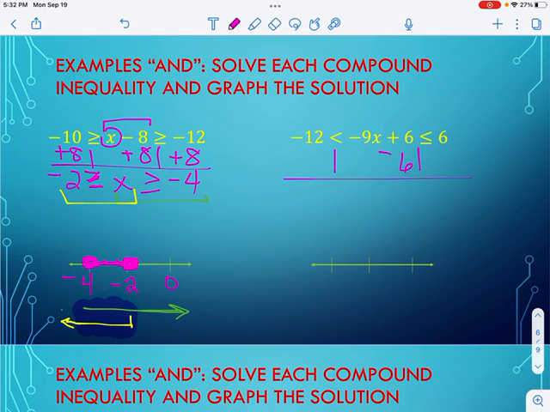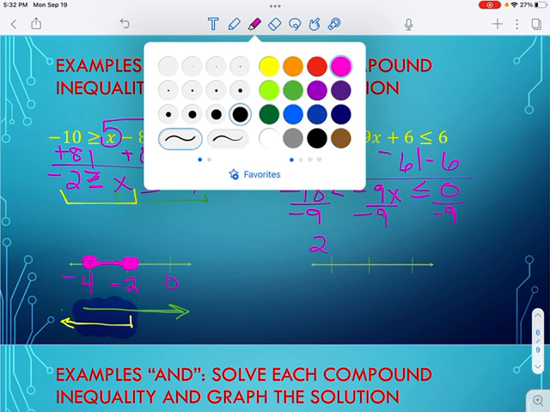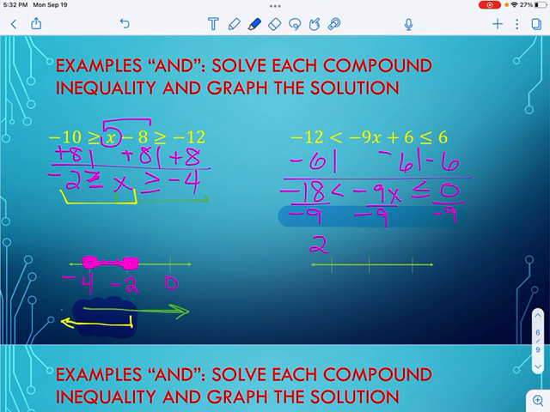So here we're going to subtract 6 from both sides. And that gives me negative 18 is less than negative 9x, less than or equal to 0. We're going to divide by negative 9. Now, when you divide by that negative, remember that flips the inequality. So negative 2 is greater than x, which is greater than or equal to 0.